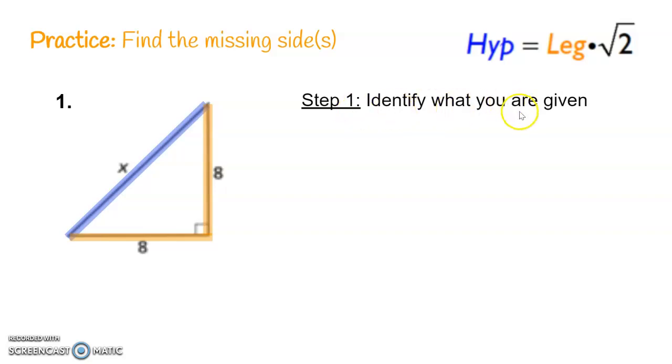You have to identify what you are given, or where I placed the number. So notice on both my legs here, I have an 8. So you were told that your legs were 8.